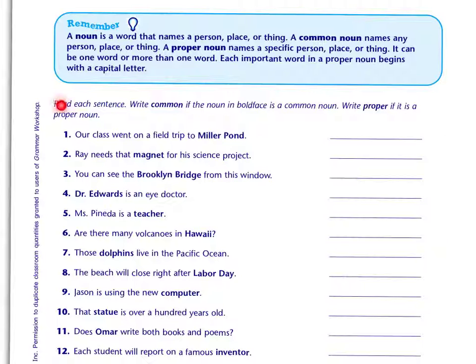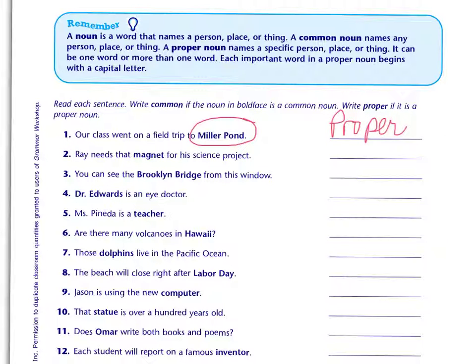So right here, we're going to read each sentence and write common if the noun in boldface is a common noun. And we're going to write proper if it is a proper noun. So let's look at the first one. Our class went on a field trip to Miller Pond. Okay, right here, our noun is a place, and that would be Miller Pond. And since it's a specific place, and it's capitalized, it is a proper noun.